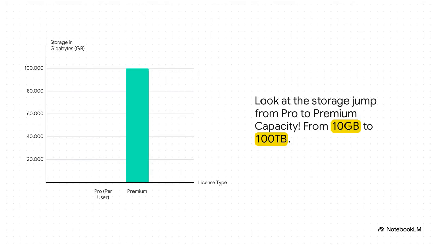And in case you are wondering what we mean by big data or enterprise scale, well, this chart pretty much says it all. The jump in storage from Pro to Premium isn't just a small step up. It's like launching into another dimension. You go from 10 gigabytes to 100,000 gigabytes. That's 100 terabytes of data. This is the kind of power you need when you're analyzing data for an entire organization.